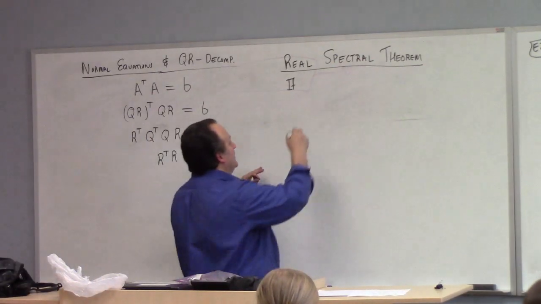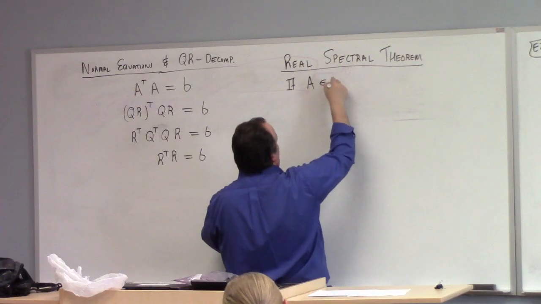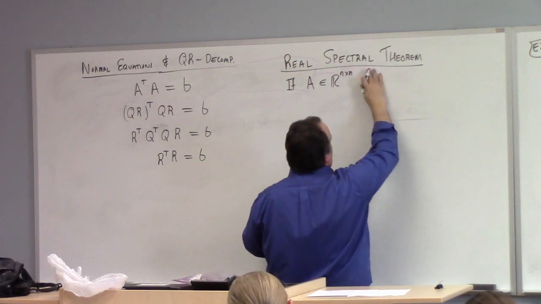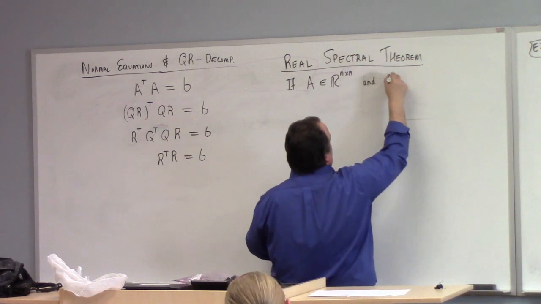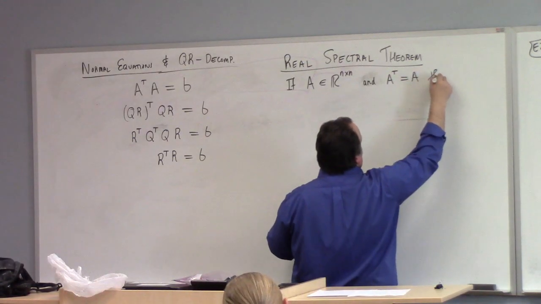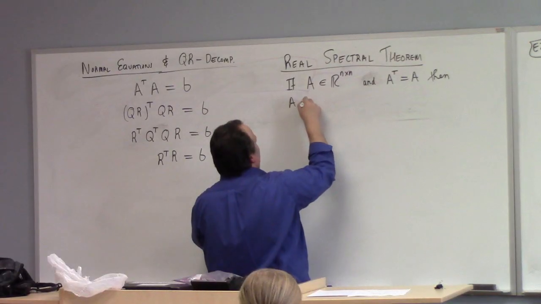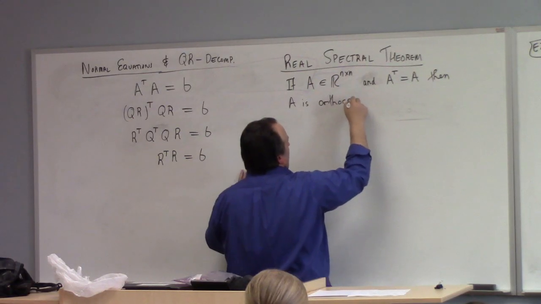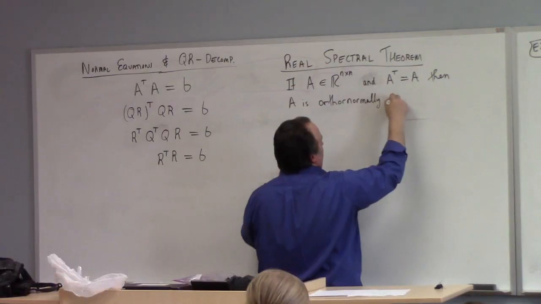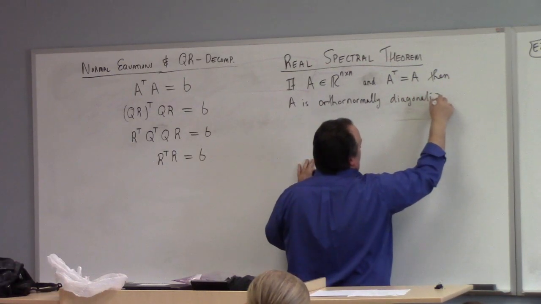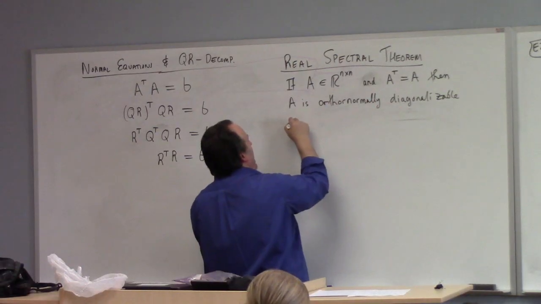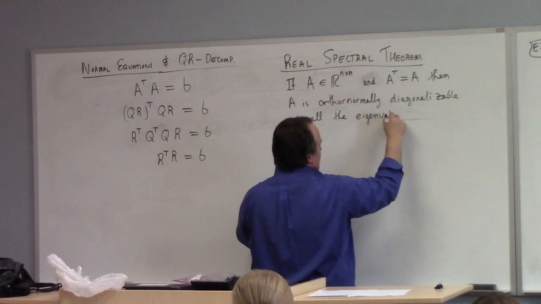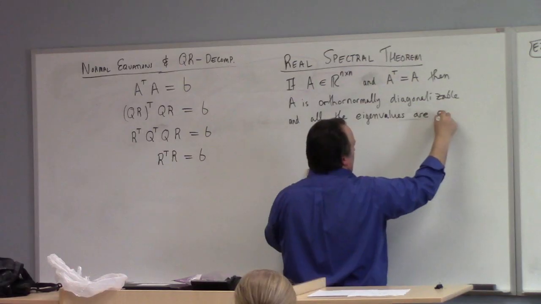Okay, anyway, so the real spectral theorem. If A is an n by n real matrix, and A transpose is equal to A, then A is orthonormally diagonalizable, and all the eigenvalues, just to drive the point home here, are real.